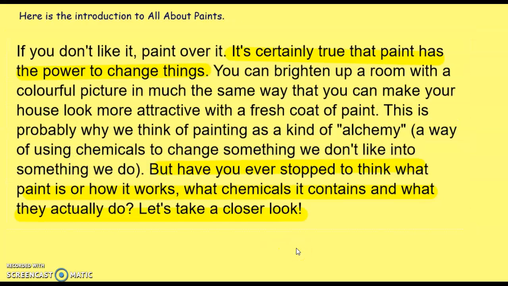Some of the sentence starters used as well make the reader want to read on. So, but have you ever stopped to think what paint is or how it works, what chemicals it contains and what they actually do?